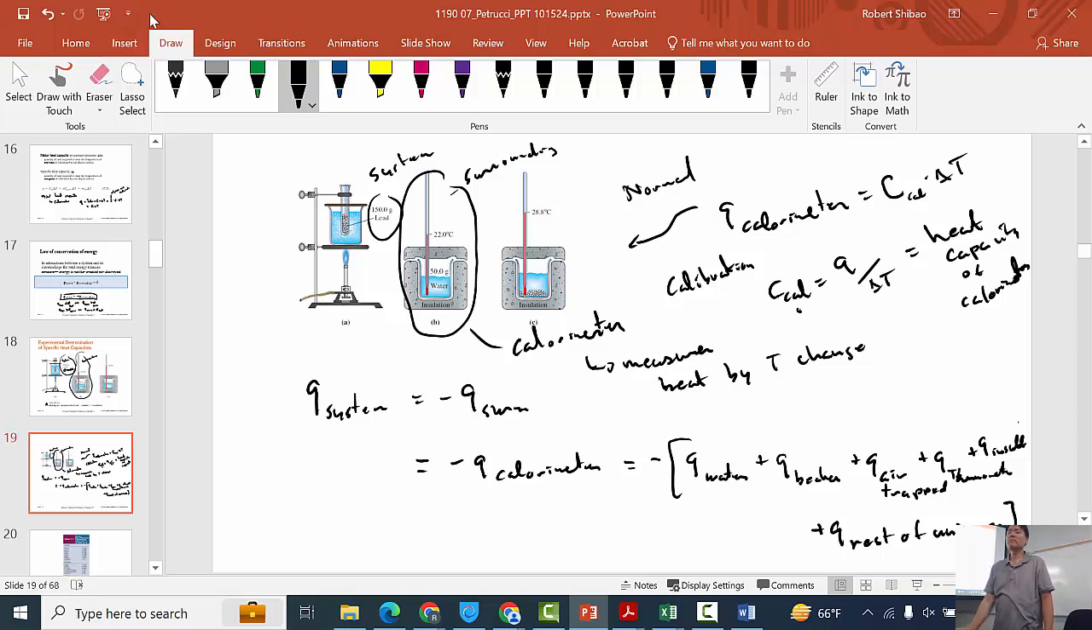But we're going to make an assumption to make this problem simpler. We're going to assume that the beaker doesn't absorb much heat. The air that's trapped in here doesn't absorb that much heat. The insulation doesn't absorb that much heat. And the thermometer doesn't absorb that much heat. And there's very little heat leaking out.